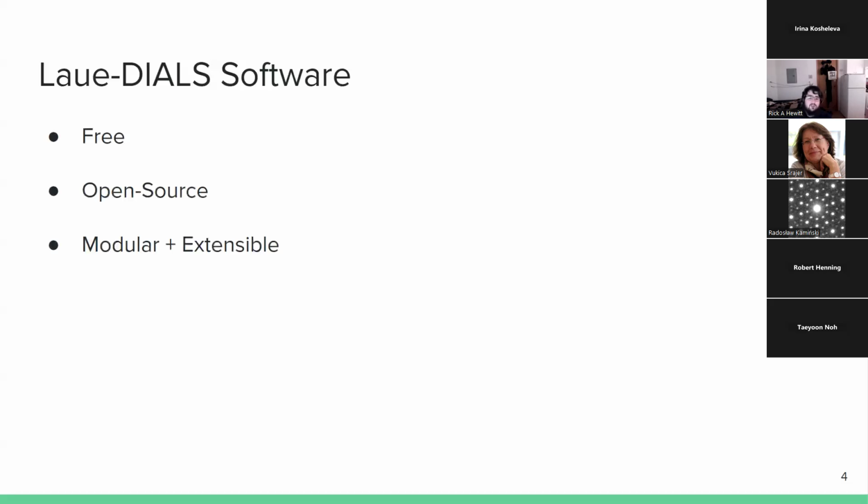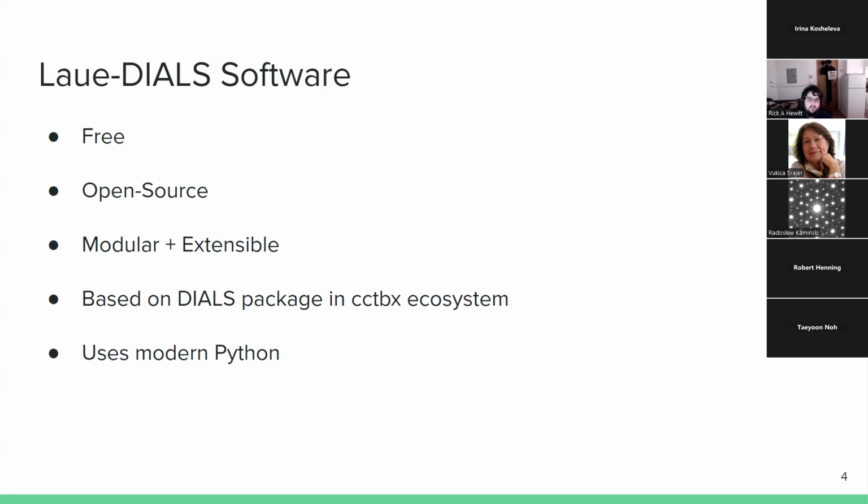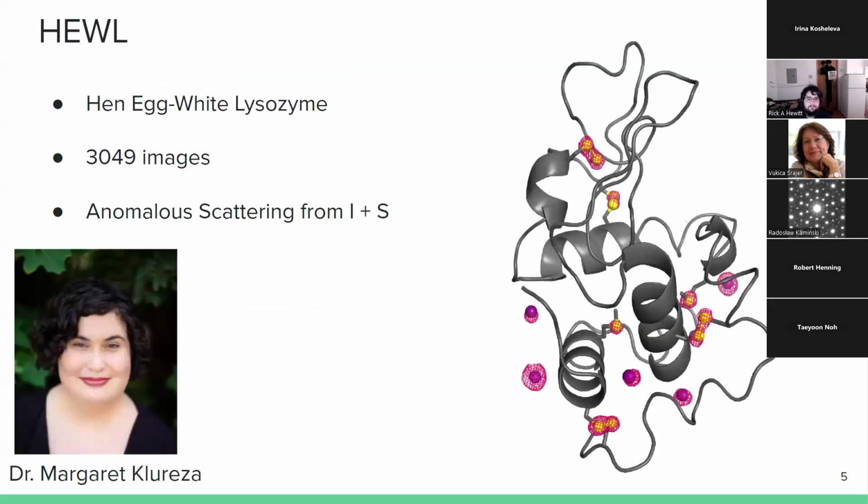It's free, it's open source, it's modular and extensible, and as the name hints, it's based on the DIALS package, which is in the CCTBX ecosystem. A lot of people have used this package for analyzing monochromatic data in the past, and it's now being extended in various directions. In my case, in polychromatic Laue-DIALS. I know others are extending it for electron diffraction and for neutron diffraction as well. So DIALS is our core dependency. One of the nice things is it uses modern Python and is migrating its systems to more modern packages like NumPy and SciPy, so we're not working with older technologies.